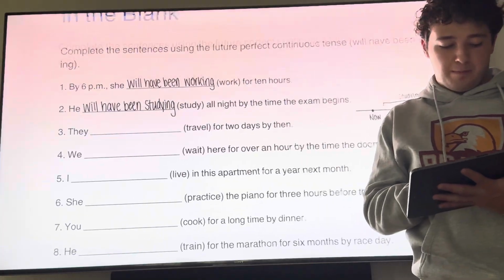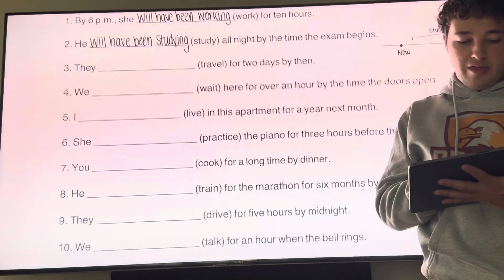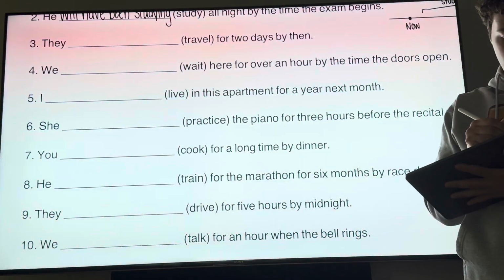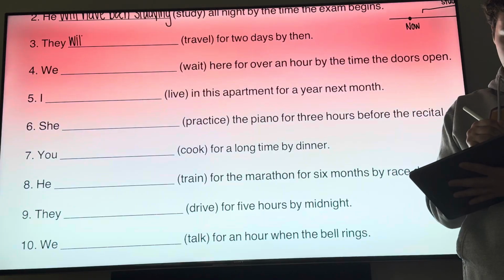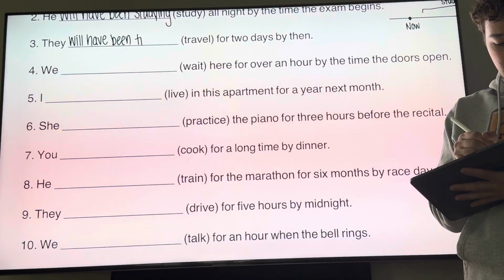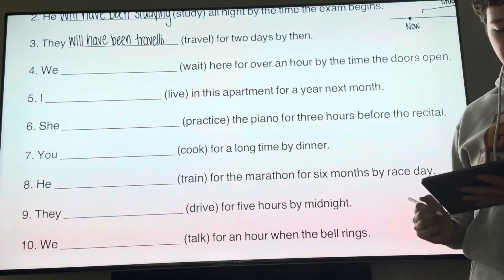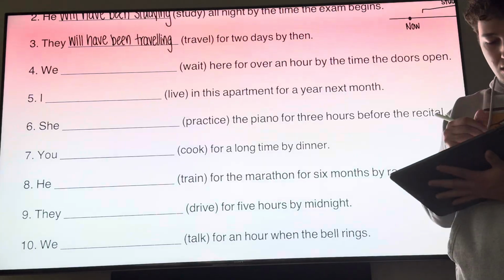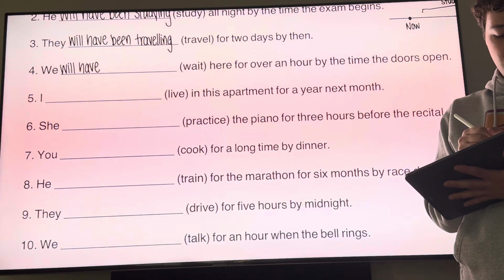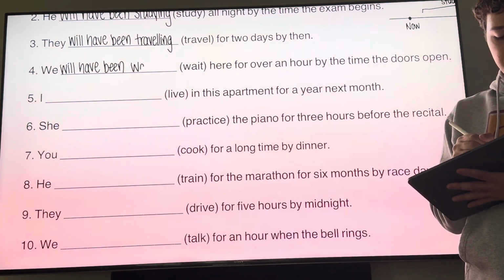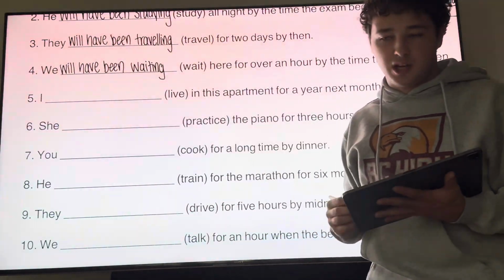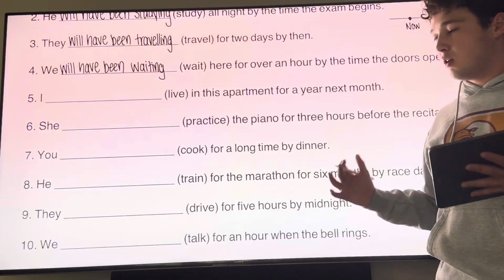So let's continue. Number 3. They blank travel for 2 days by then. This would be they will have been traveling. Okay, number 4. We will have been waiting. Because you always add will have been, the verb, ing. Let's continue. We'll go through the rest more quickly.